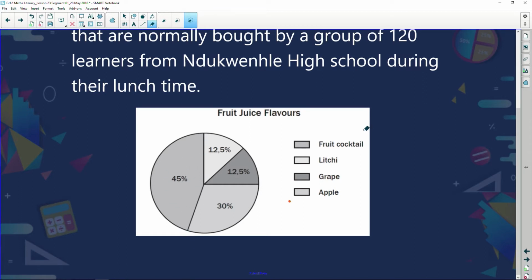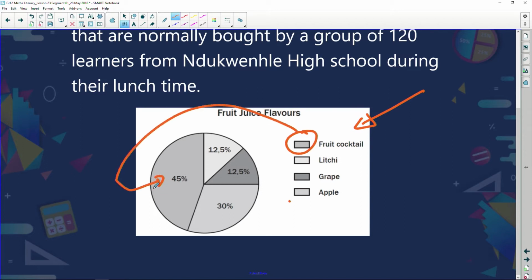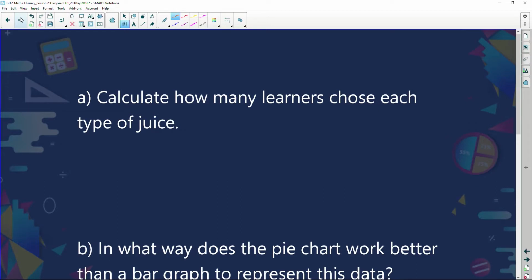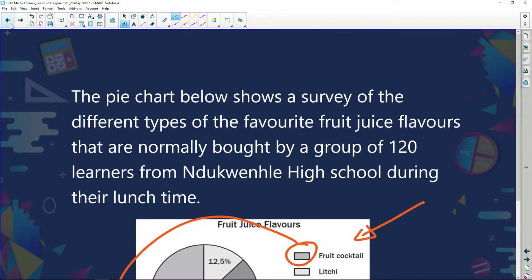What is this? Well, now we have a key, and our key tells us that this color here represents 45%. So 45% of our students love fruit cocktail juice. Okay? No longer bars, now circular. So let's read the question. Calculate how many learners chose each type of juice.